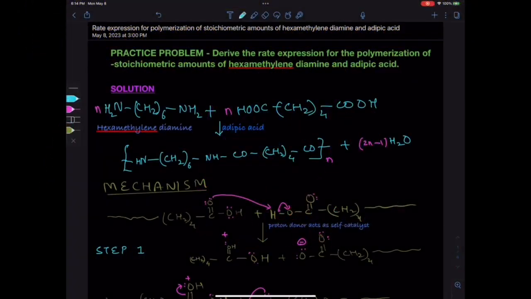Derive the rate expression for the polymerization of stoichiometric amounts of hexamethylene diamine and adipic acid. We start off by writing the equation for hexamethylene diamine and adipic acid condensing with the elimination of water.